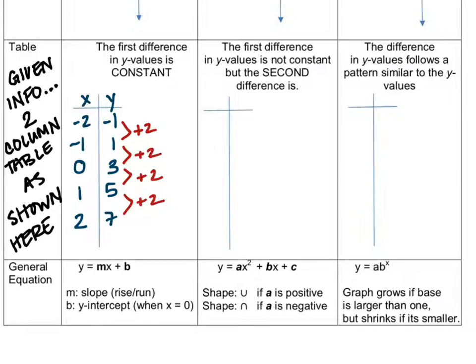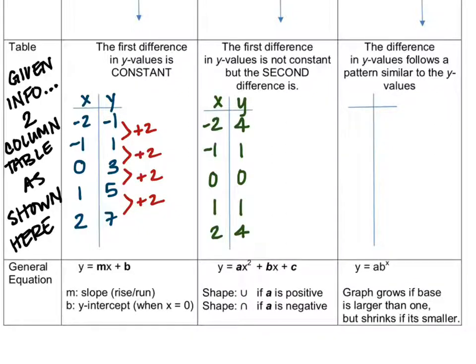When I take a look at this, to get from -1 to 1, I add 2. To get from 1 to 3, I also add 2. To get from 3 to 5, I add 2. And from 5 to 7, I add 2. So that's the difference in how I find them. How do I get from one y value to the next y value? Let's take a look at another table. This time it's going to be quadratic.